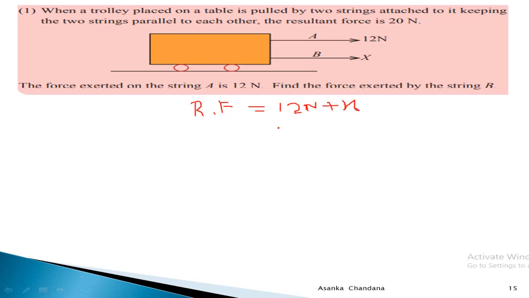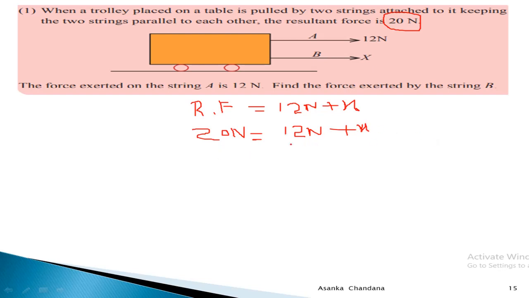12 Newton plus X. Right, the resultant is 20 Newton. It can be substituted into the equation like that: 20 Newton is equal to 12 Newton plus X.